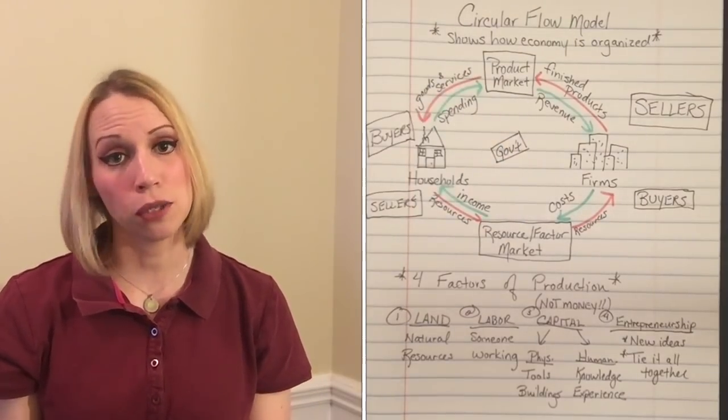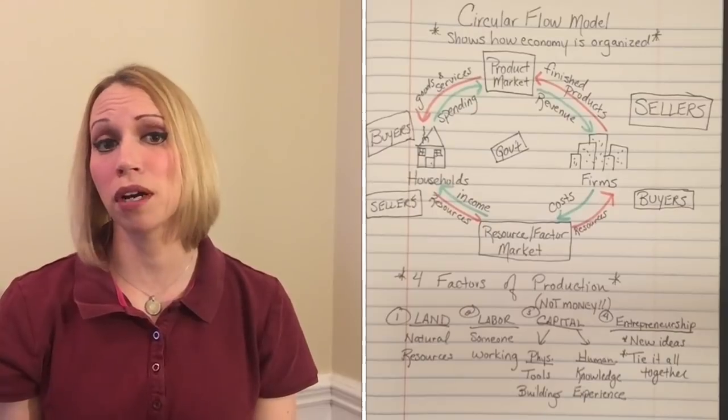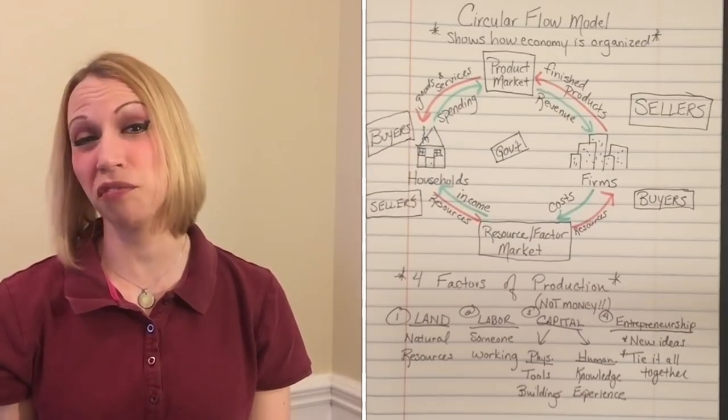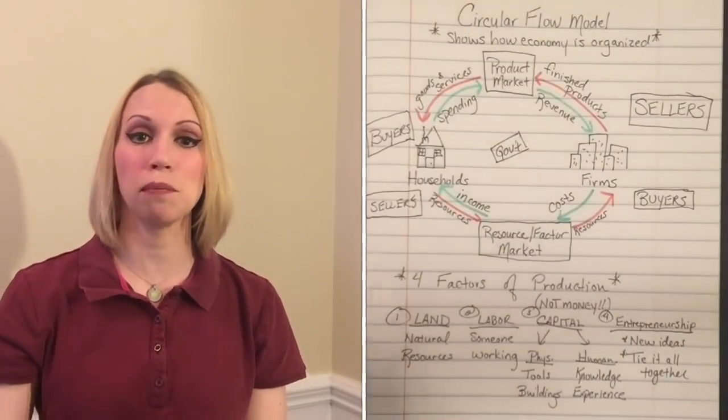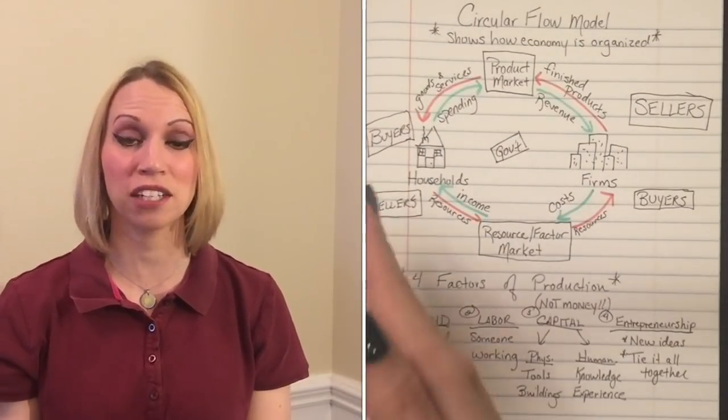So remember, households and firms interact in two key markets: the product market, where finished products are exchanged, and the resource market. Sometimes it's called the factor market.